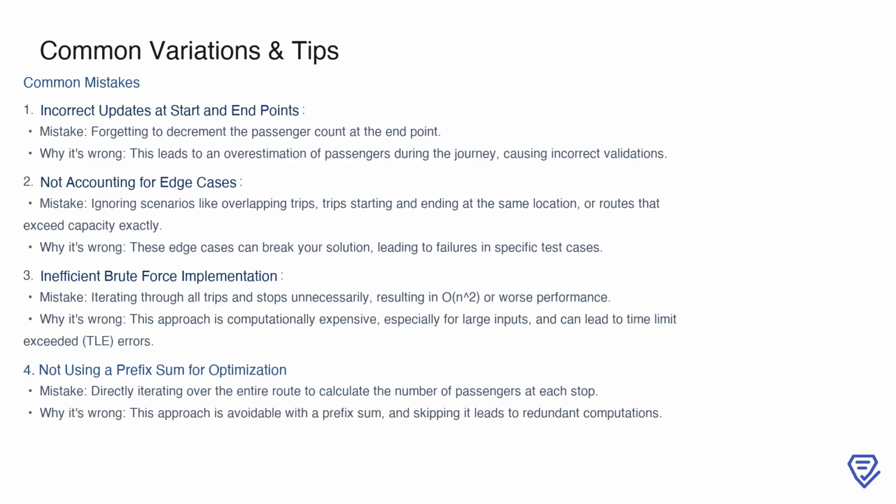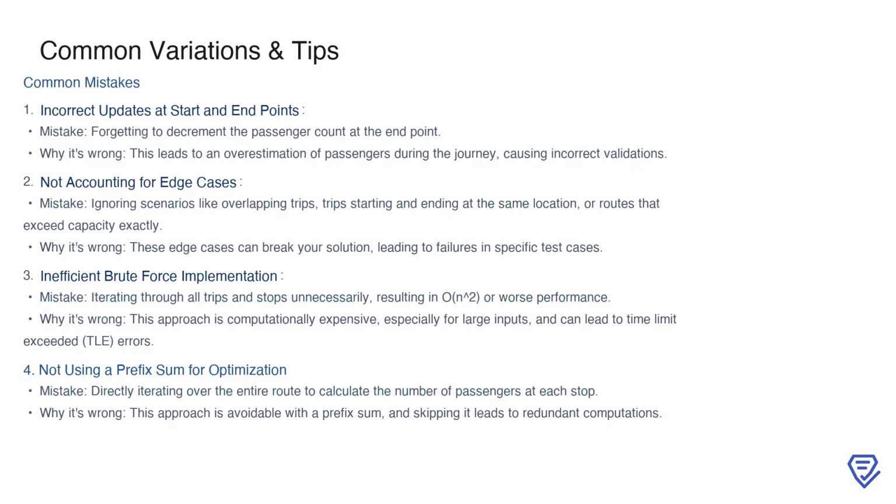When working on carpooling problems, there are a few common mistakes to watch out for. First, it's easy to forget to decrement the passenger count at the endpoint of a trip. This leads to an overestimation of passengers at certain stops, which may cause your solution to fail capacity checks. Another issue is neglecting edge cases, such as overlapping trips, trips that start and end at the same location, or scenarios where the capacity is matched exactly.